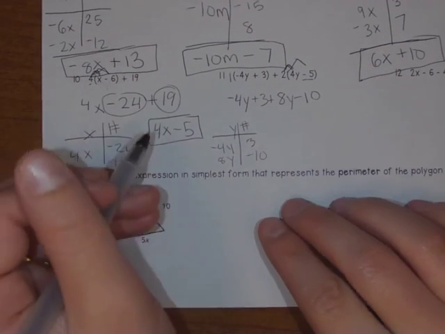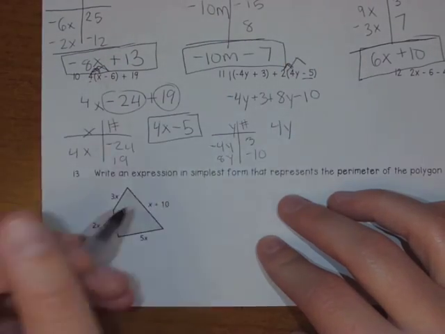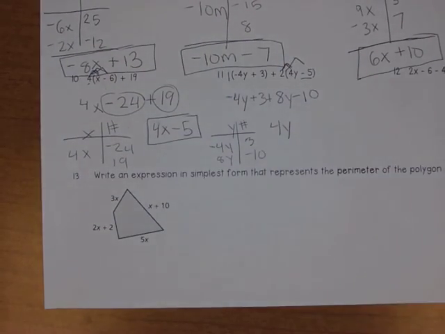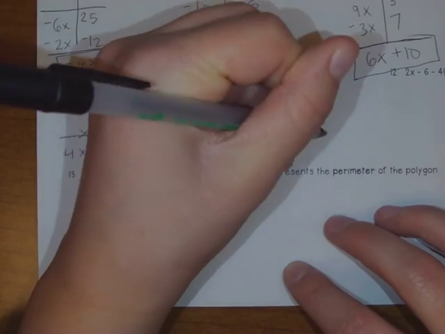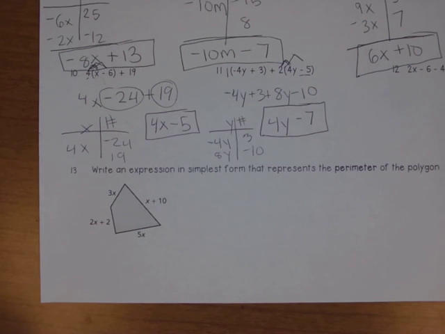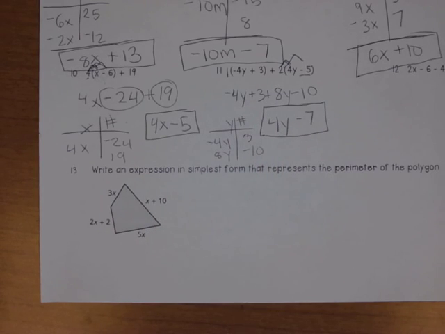Okay, so you're going to have negative 4 plus 8 is going to give you 4y. 3 plus a negative 10 is going to give you a negative 7. See how simple your answer ends up being? So simple.